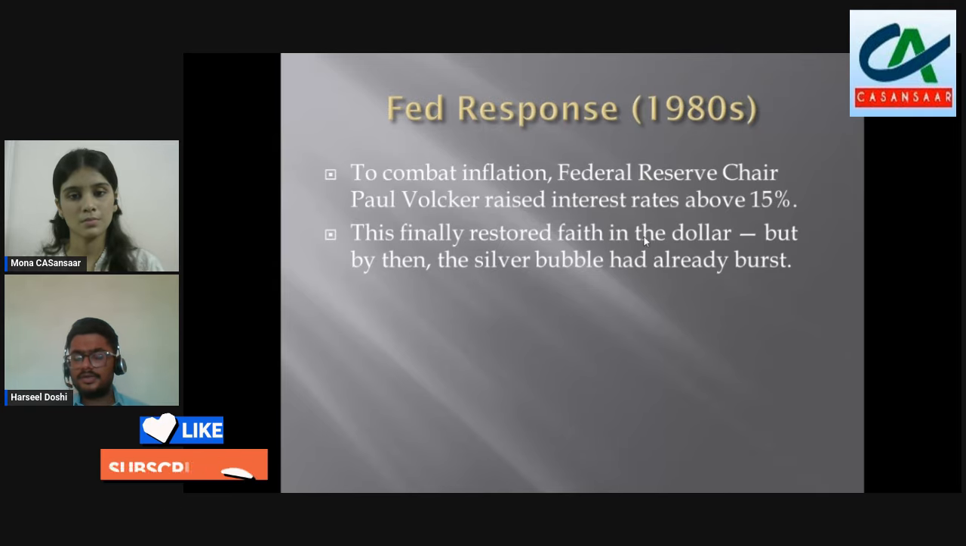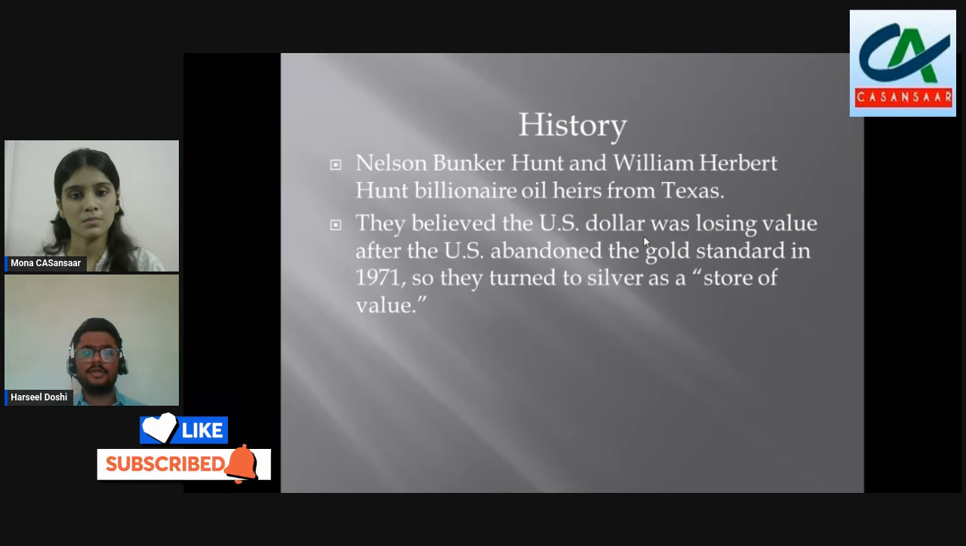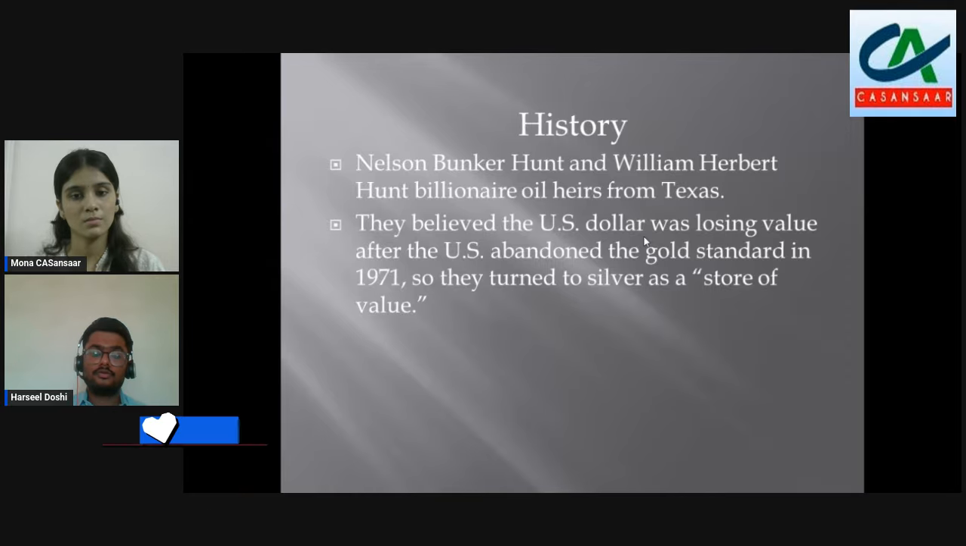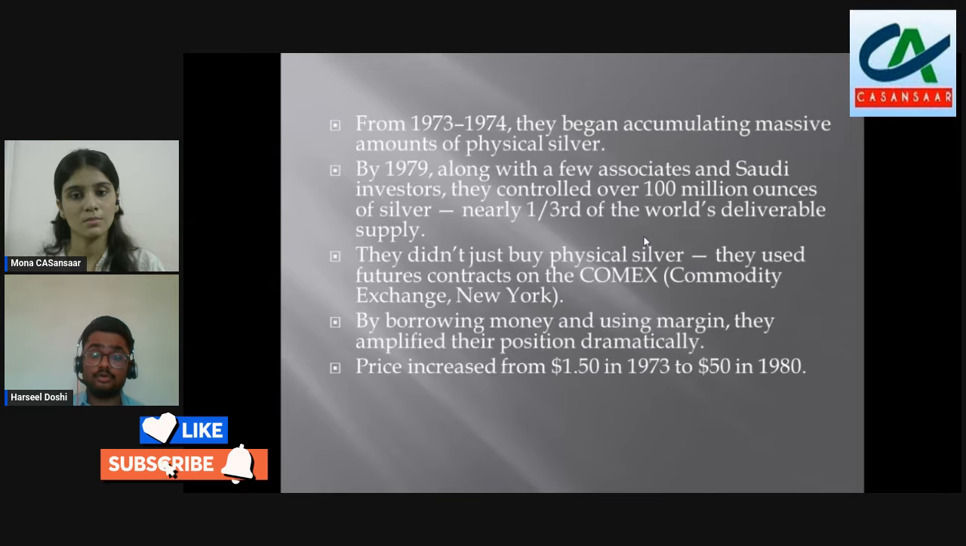Why a bubble in silver? Let's see the history of silver. During the period from 1973 to 1979, the Hunt brothers in the United States of America cornered around 33 percent of the world's global supply of silver. Why did they purchase so much silver during this time period? Because they were scared that the US dollar's value was decreasing day by day. Because of this fear, they purchased this much silver.